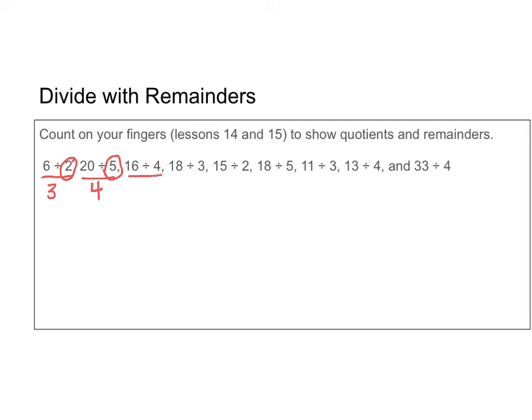Alrighty. Let's look at 16 divided by 4. We're going to divide by 4, so that means we're going to count by 4s up to 16. 4, 8, 12, 16. Well, that's 4. And we know, actually, that 4 times 4 is, oh my goodness.